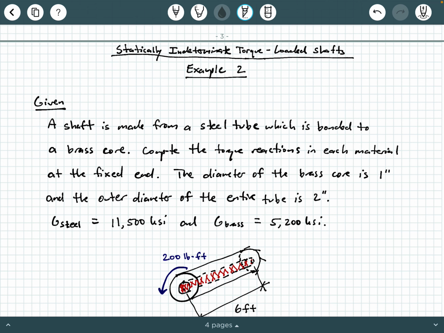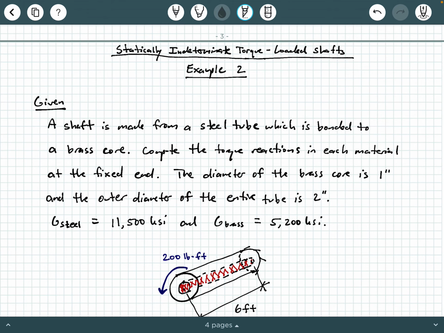So what we want to compute is the torque reaction in the steel tube and the other torque reaction in the brass core. The diameter of the brass core is 1 inch and the outer diameter of the entire tube is 2 inches. We're also given that the shear modulus of steel is 11,500 KSI and the shear modulus of the brass is 5,200 KSI.